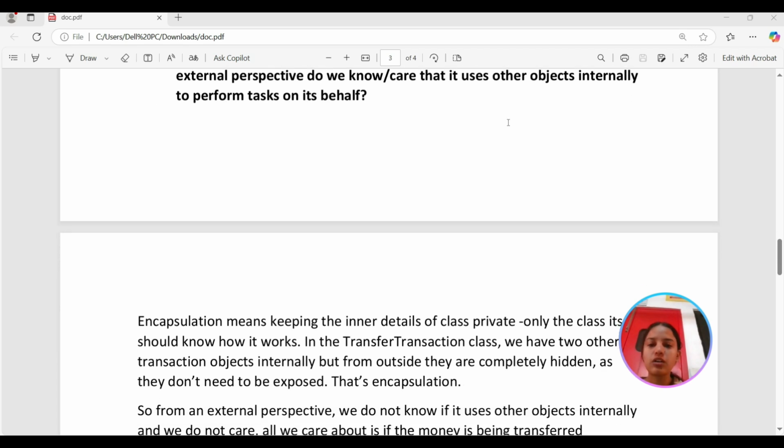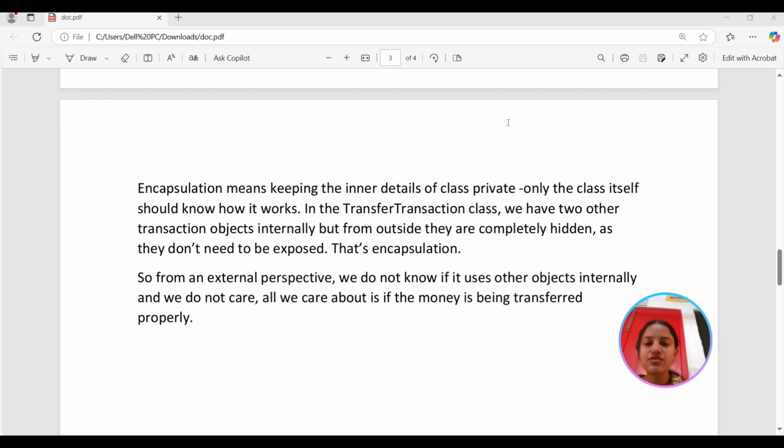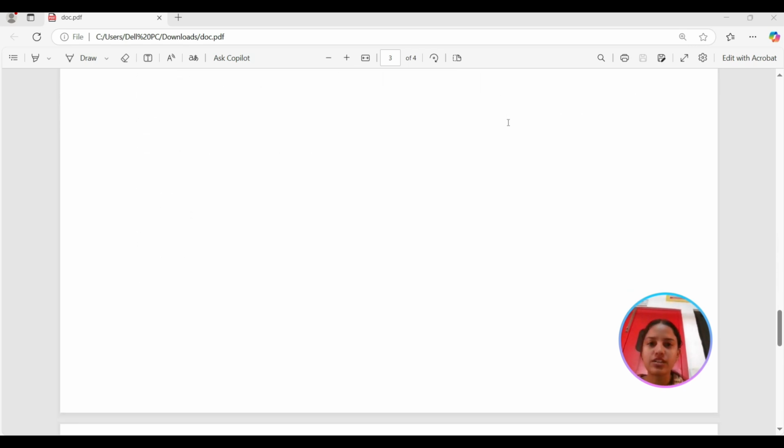Next is how does encapsulation relate to the transfer transaction class? Encapsulation means hiding the internal workings of a class. We don't show what the class does internally; the workings are hidden. That is encapsulation.